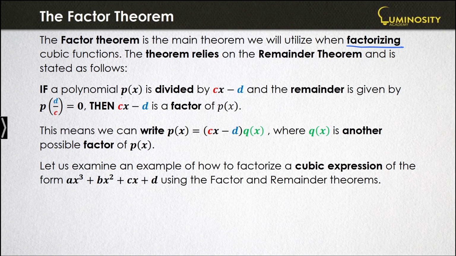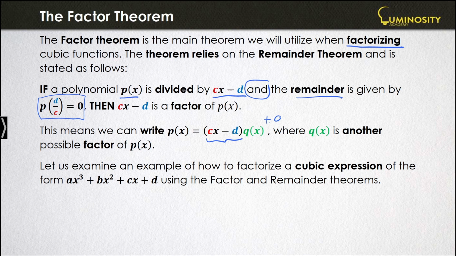If a polynomial p of x is divided by this linear term cx minus d, and the remainder, given by the polynomial evaluated at d over c, is 0, so that is from the remainder theorem, then cx minus d is a factor of p of x. Mathematically, this means we can write p of x in factored form as cx minus d times another polynomial q of x, plus a remainder of 0.